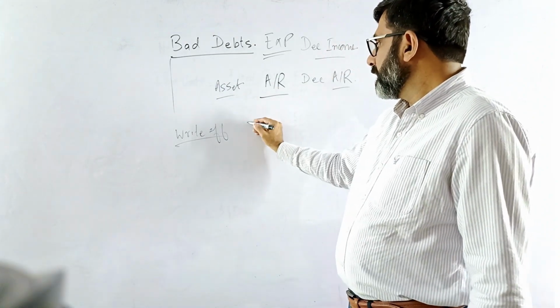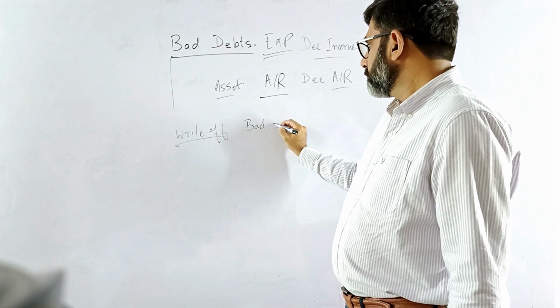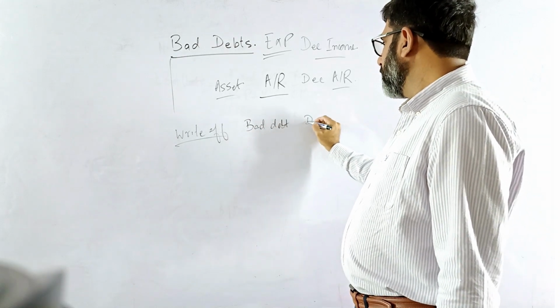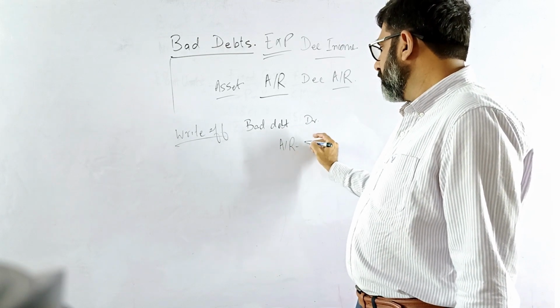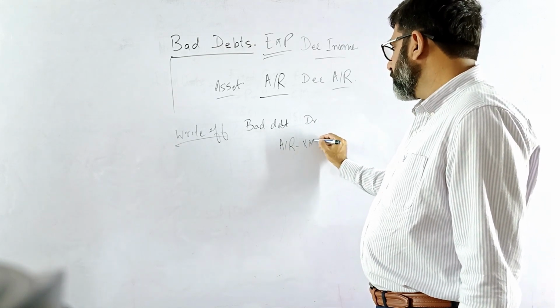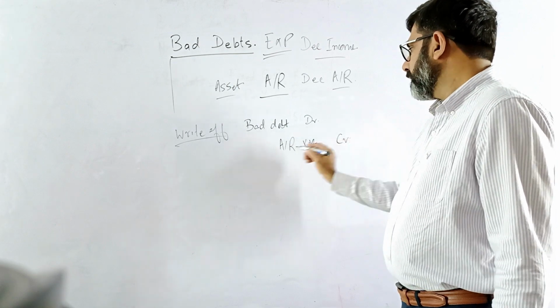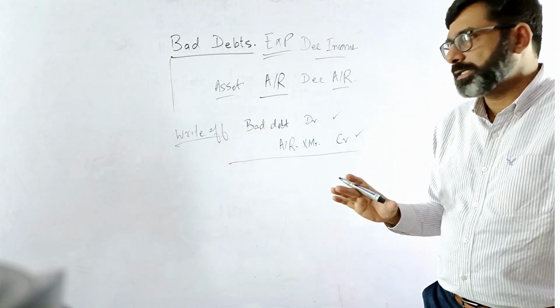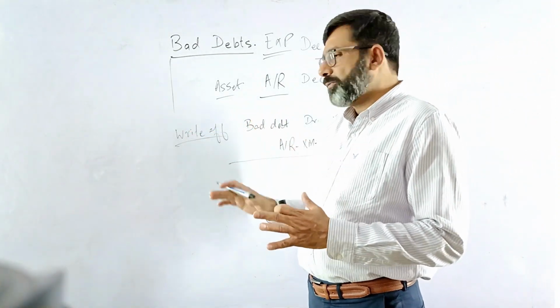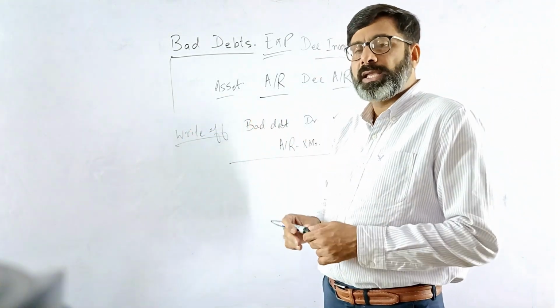So simply the bad debt amount will be debit, and the amount of the account receivable, let's say Mr. X's account, that will be credit. So that amount is debited and the receivable is credited. So this is what we do, directly writing it off from the books of account.